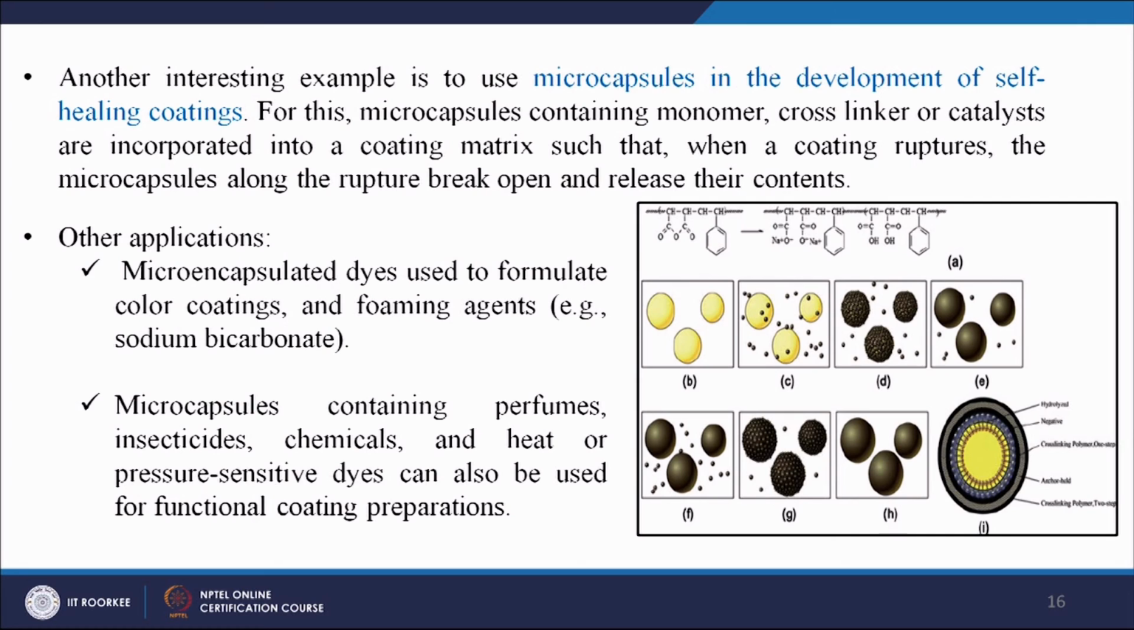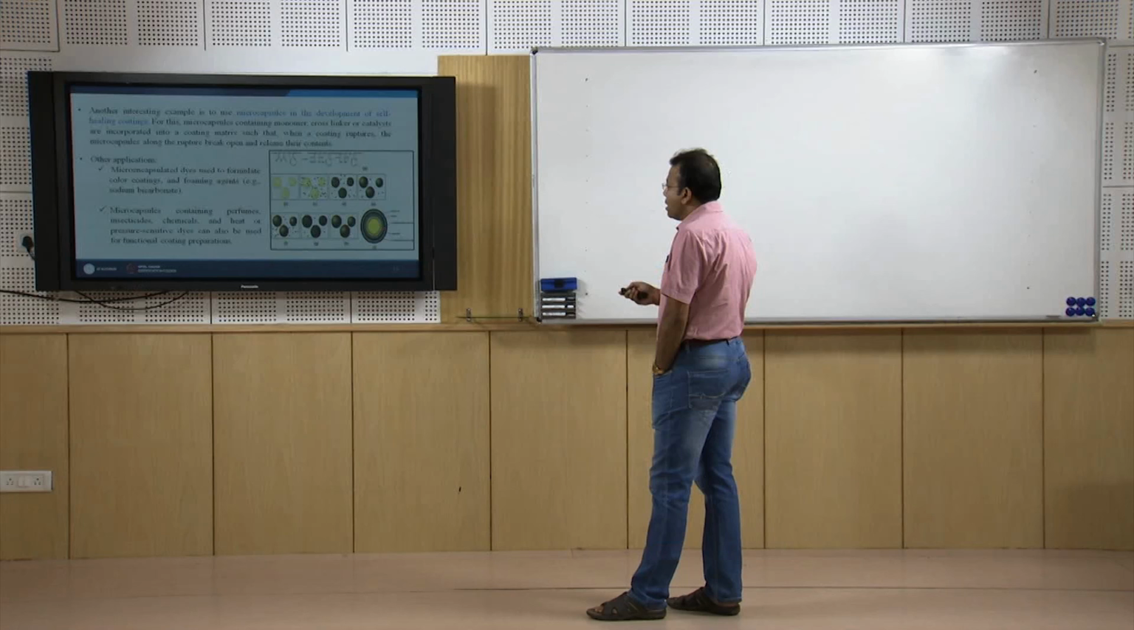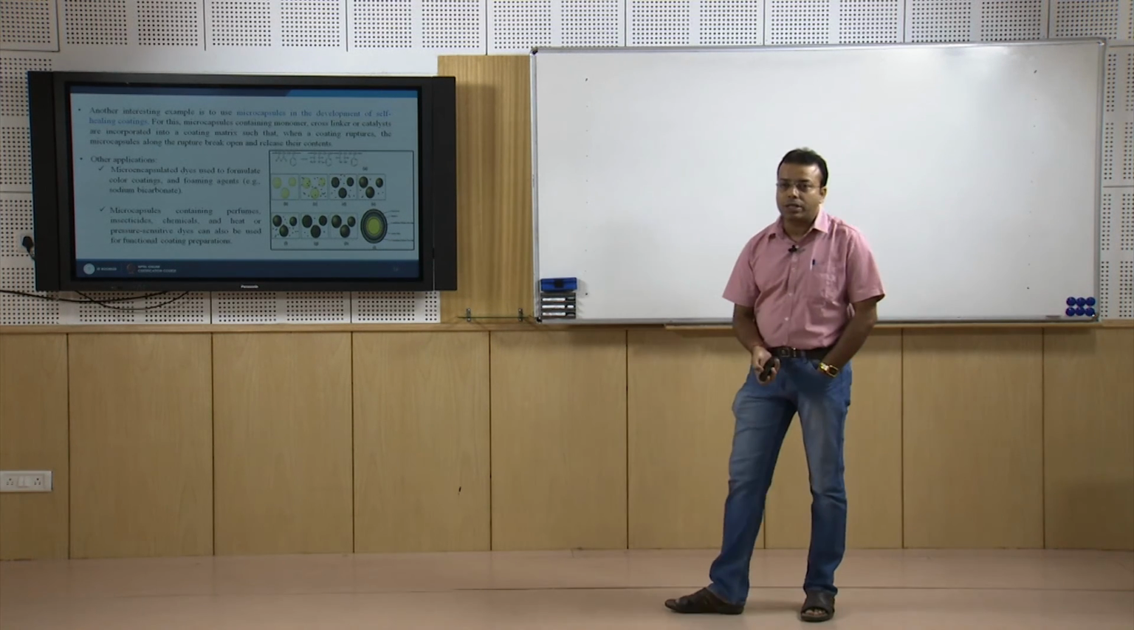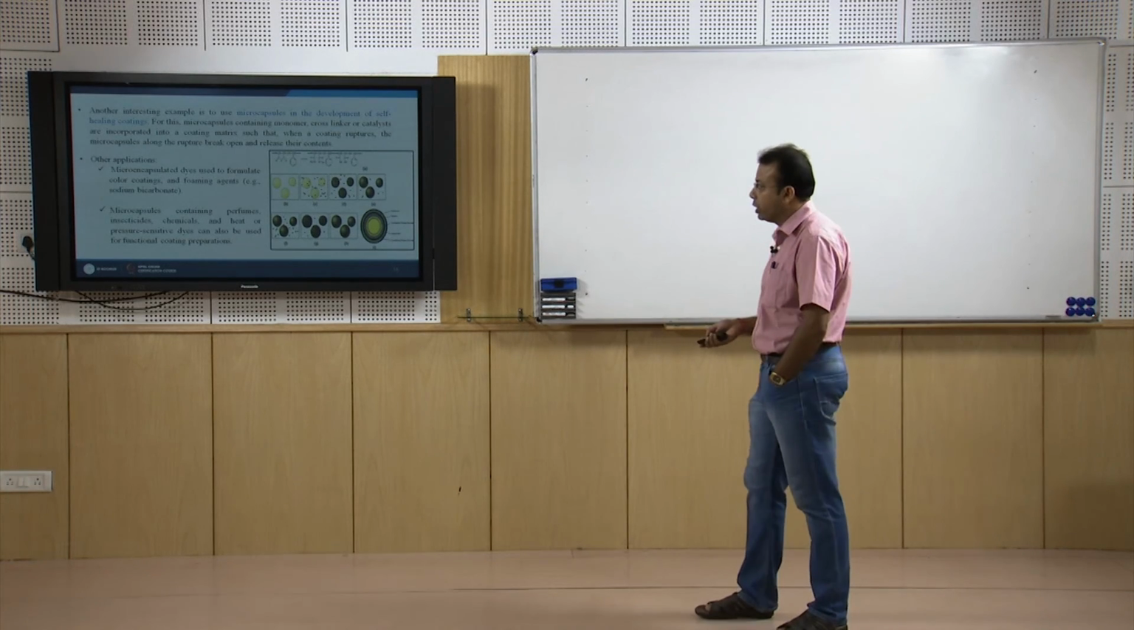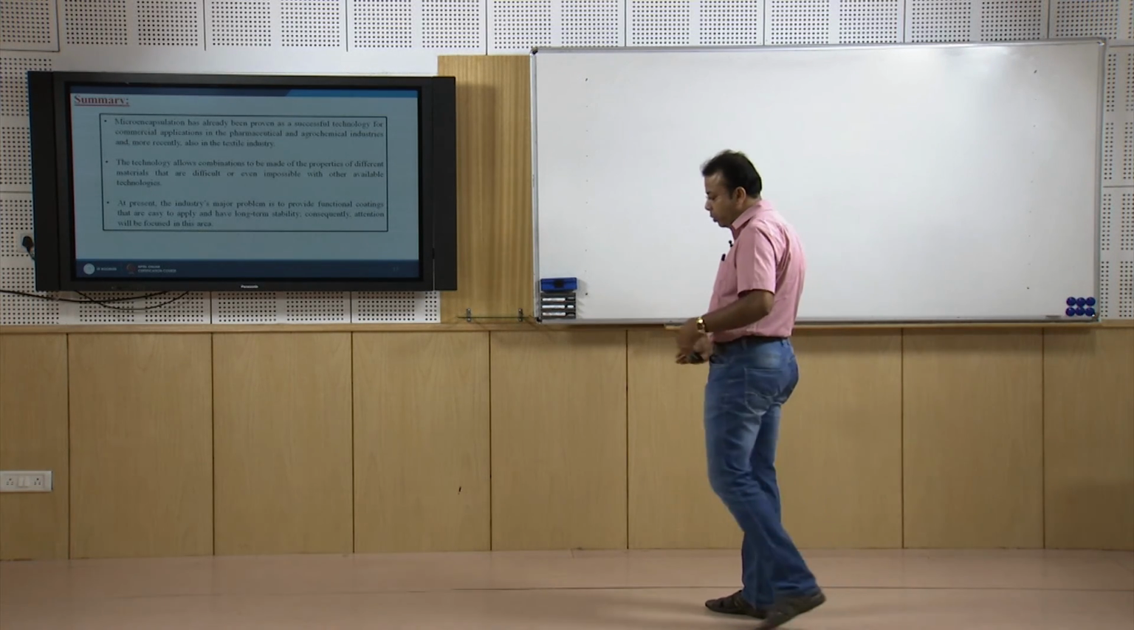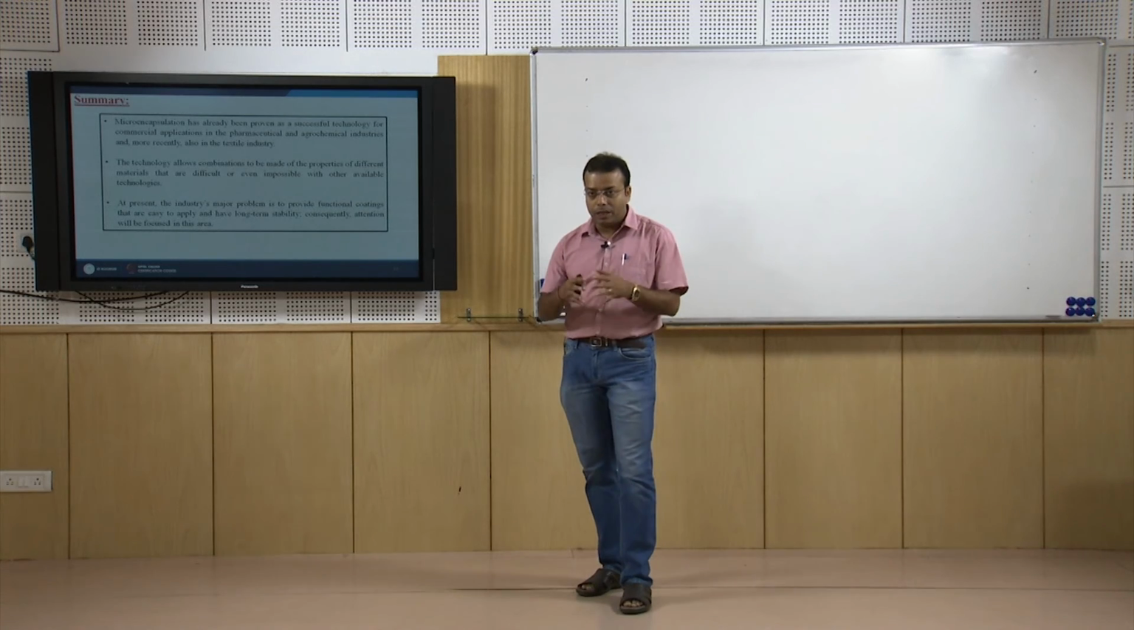Not only that, microcapsules containing perfumes, insecticides, chemicals and heat or pressure sensitive dyes can also be used for functional coating preparations. So, here you can see there is one material which is yellow in color in the center. Now, we are doing layer by layer coating techniques to make it more active or more functional. So, now we have come to our last slide, which is the summarization of this whole lecture.